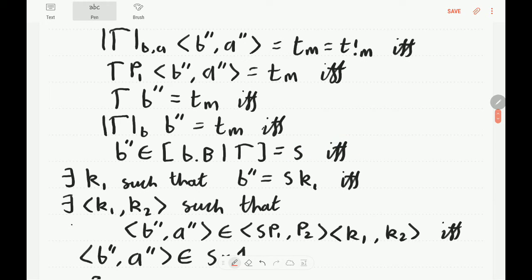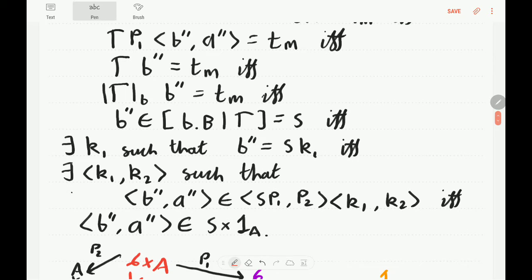And that's true if and only if there exists a K1 such that B double dash is in S of K1. That's just a definition of what in means. And that's true if and only if there exists K1 comma K2 such that B double dash comma A double dash is in S P1 comma P2 of K1 comma K2. So what's this mean?